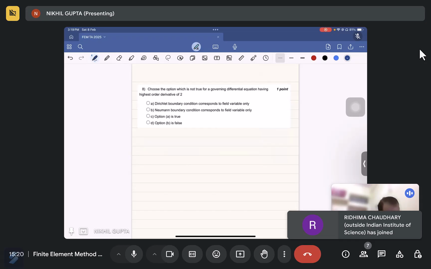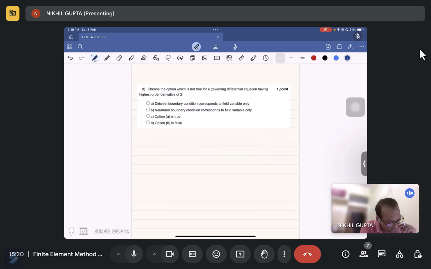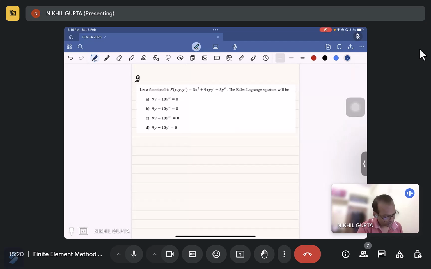The next says choose the option which is not directly differentiating, maybe higher order. So this is the boundary condition which is the natural boundary condition of the field variable. Here in this line it says that F is given. The Euler-Lagrange equation will be dF/dy minus d/dx of dF/dy' equals 0, and you will solve it to get this solution.